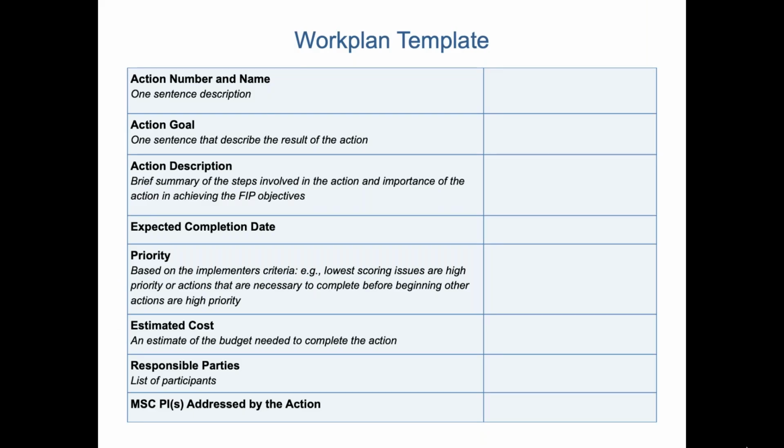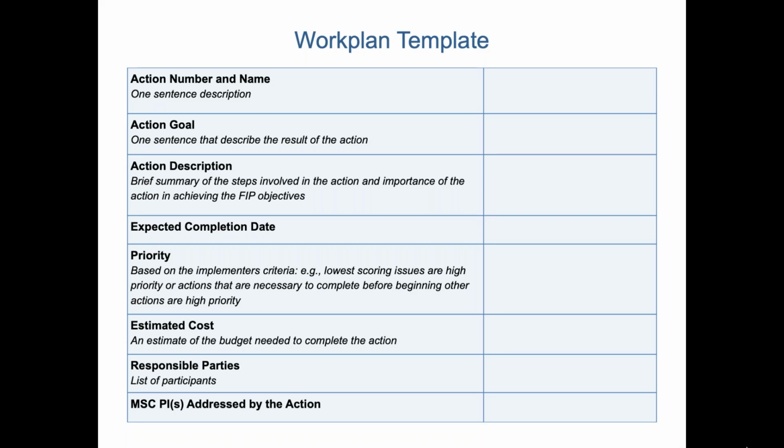So this is just a copy of some of the information that's in that template, again, that's available on FisheryProgress. So a lot of this is consistent with the information that we walked through today. So you have the action number and name, the action goal, description, expected completion date, the priority level. So this isn't something that's a requirement within the FisheryProgress reporting, but can be useful when you're just planning for your own FIP implementation. Estimated cost, responsible parties, and which PIs will be addressed by the action.